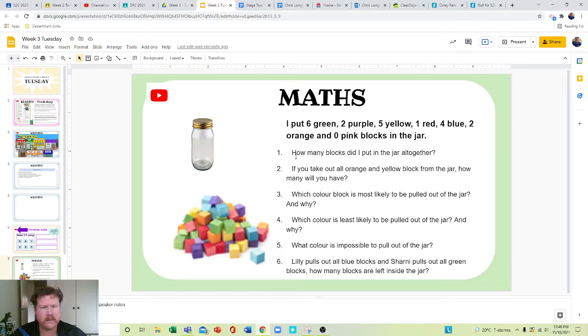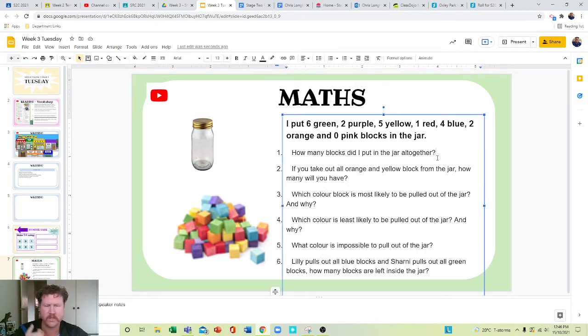Question 1. How many blocks did I put in the jar altogether? So this is a simple addition question. You can write the answer here or create a new line. It's up to you.